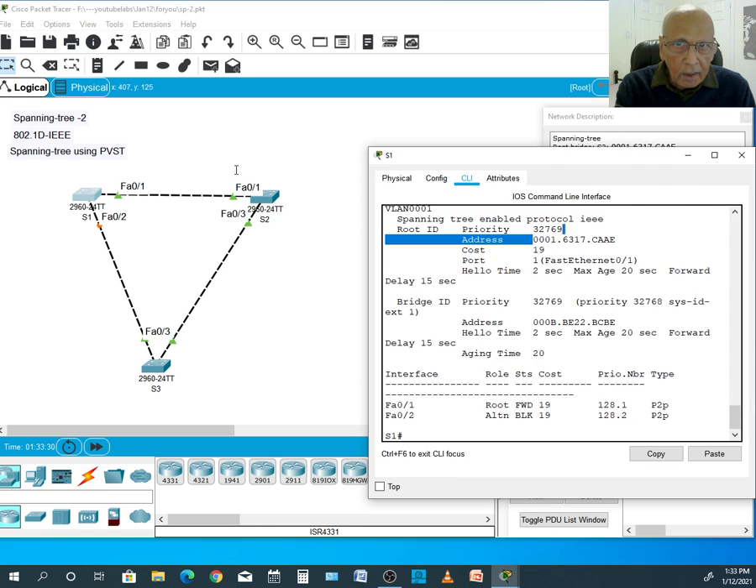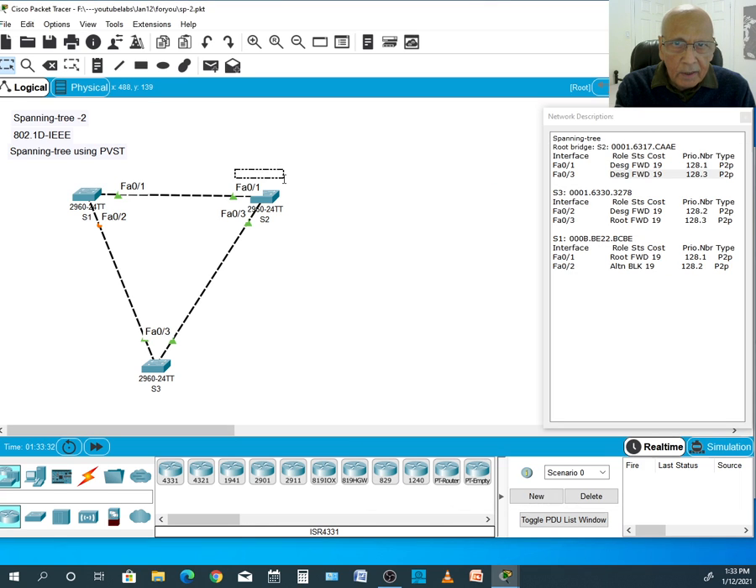So now only the root bridge is going to send the bridge protocol data unit information, which contains the timing and other things. And all others are going to go and just update those.